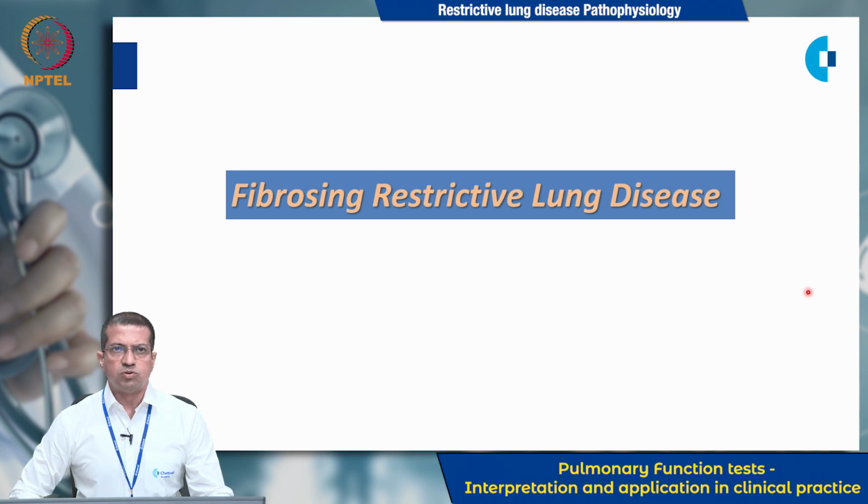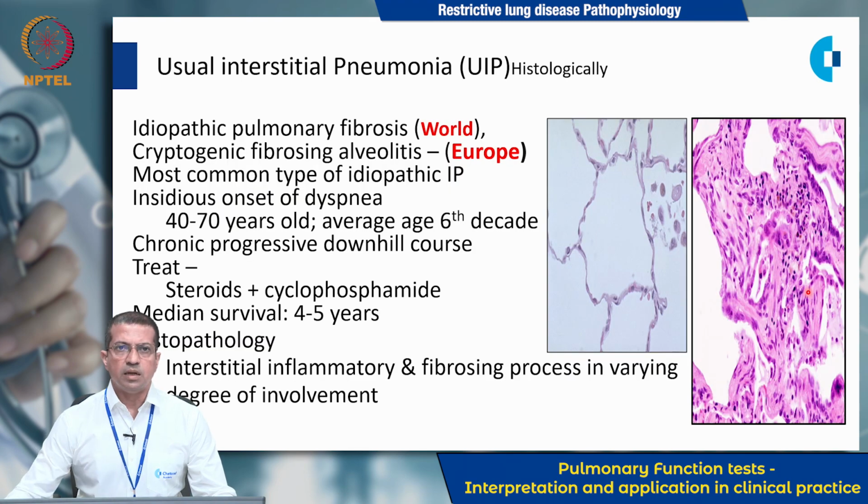Let us go to see about the fibrosing restrictive lung disease. So, this is of unknown etiology. You can see the lung, which normally should have very slim and thin septae of the alveolar wall, and it is all lined by the pneumocytes and some macrophages floating inside. So, this is how a normal lung should look.